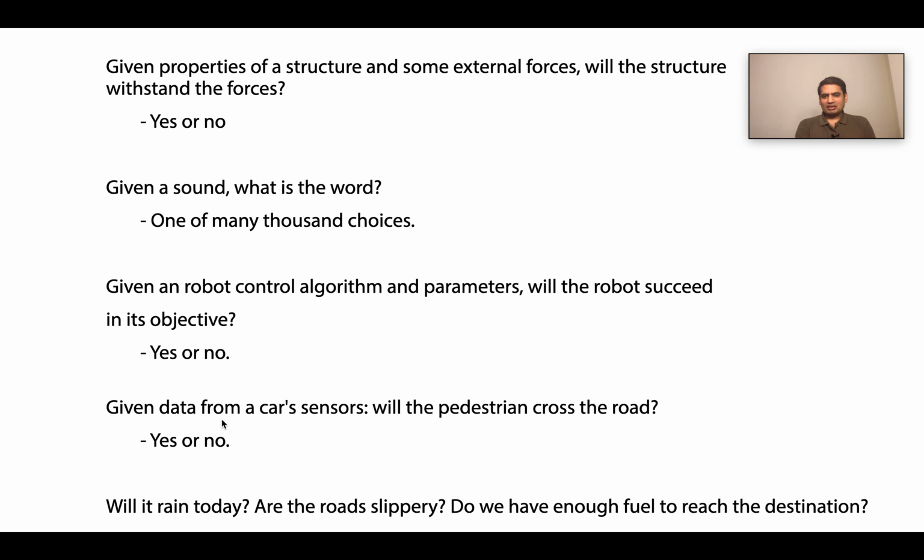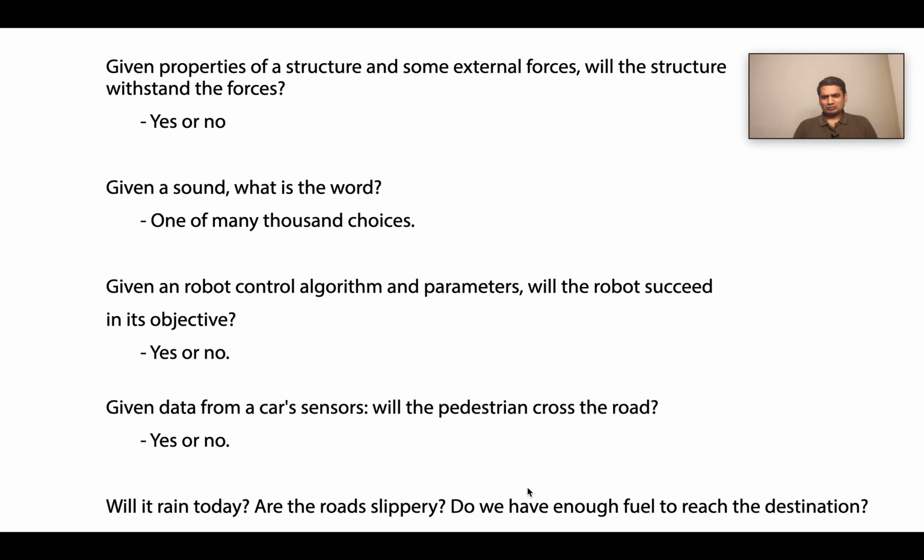Given a robot control algorithm and some parameters for the control algorithm, will the robot succeed in its objective or not? Right. So that could be a yes or no question. Given some data from some car's sensors, for instance, looking at a pedestrian near some intersection, you can ask the question, based on the information that you have, will the pedestrian cross the road or not? That could be a yes or no question that might decide how the car wants to react, or you as a driver want to react, right? You can have any number of questions like this. Will it rain today, or is the road slippery, which might be related to whether it will rain today or it rained today. Do we have enough fuel to reach the destination? In any case, you can imagine a million questions like this, and they're all classification problems.